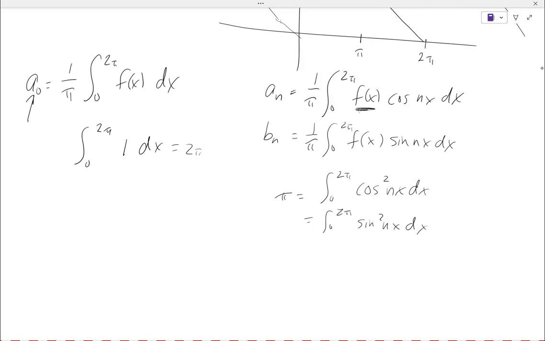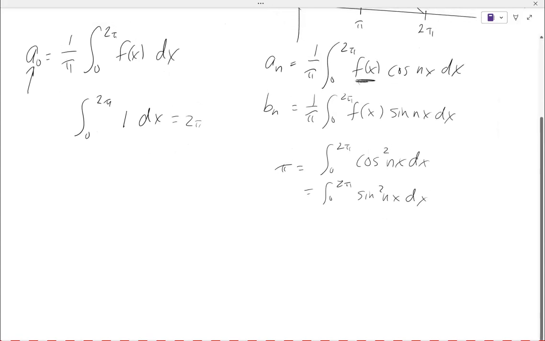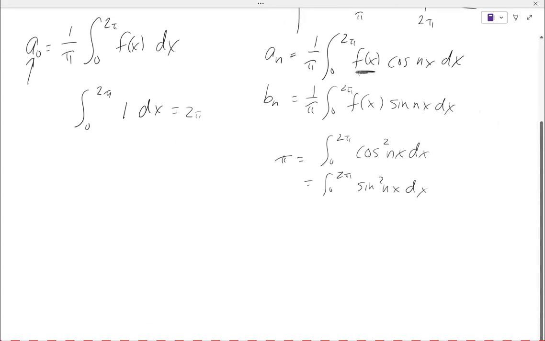So what happens if we change the period? Well, if we change the period, notice that we can do basically a substitution idea. So let's say instead of 0 to 2 pi, we did something like 0 to, and just to make the numbers a little bit better, let's say 2 times p. So the p is representing the period here.